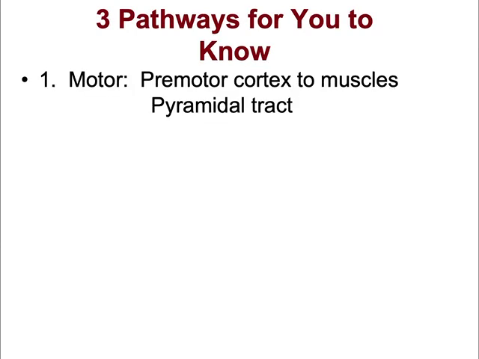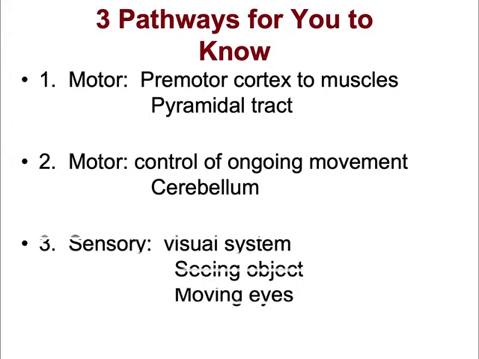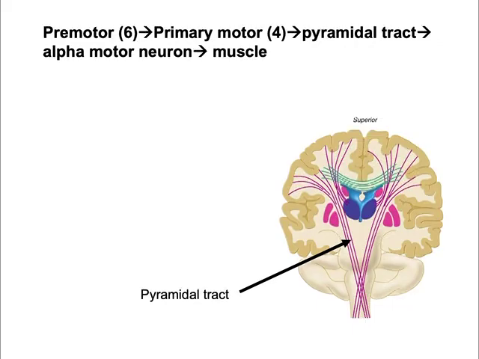Some pathways that are worth knowing in the brain include the motor pathway that goes from the cerebral cortex, the upper motor neurons, to the cerebellum, and the lower motor neurons to the muscles. We call those the pyramidal tract. And then the control of movement via the cerebellum that governs a lot of these motor action plans that get sent down. And then we're going to talk about some sensory pathways as well.